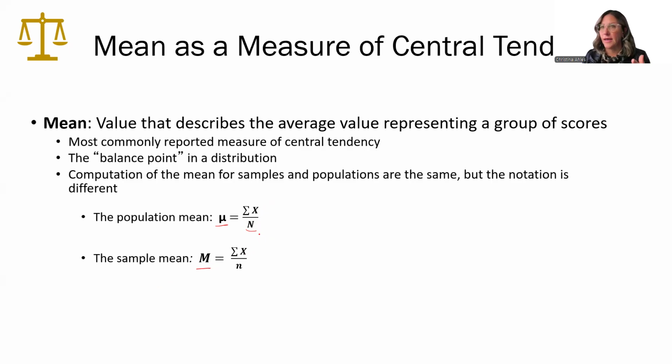And this is for APA reporting, which we want to start getting used to. It's the sum of x divided by the sample size, or the number of scores or observations in the sample. So there are two different ways that we report it. You want to be careful when you're reading word problems that you're distinguishing whether it is a sample or a population, so that you know what notations to use, because that is very important. It's part of the language.